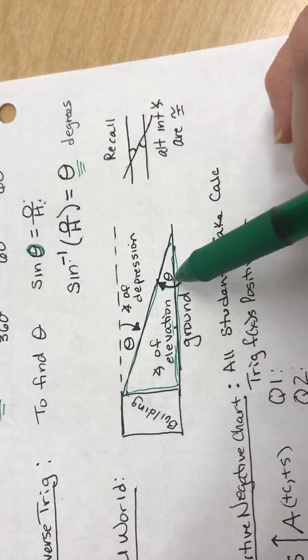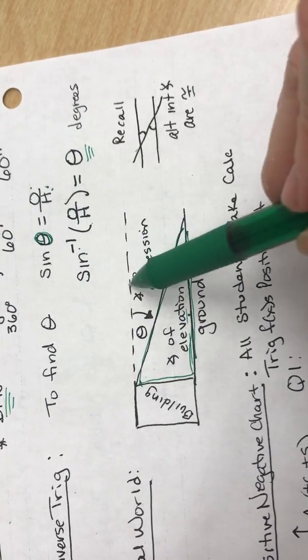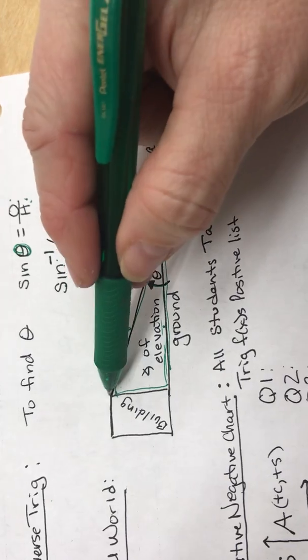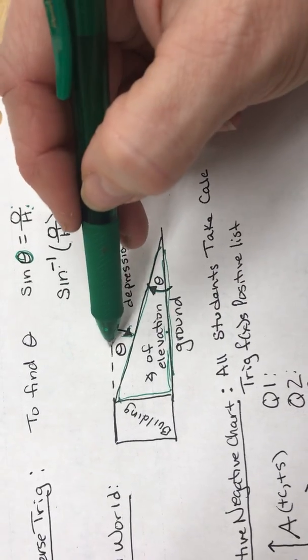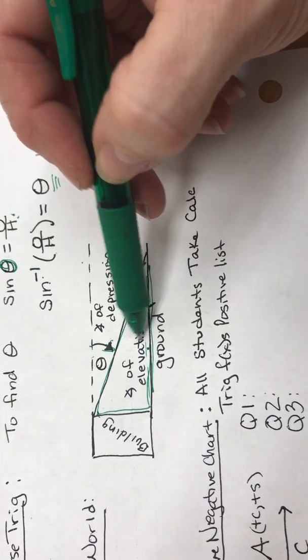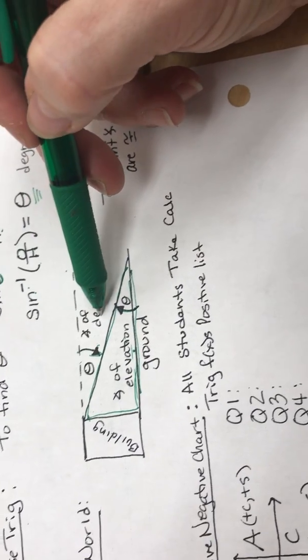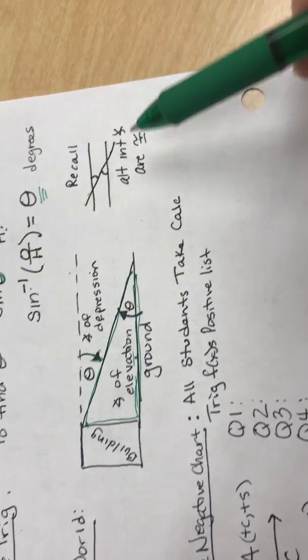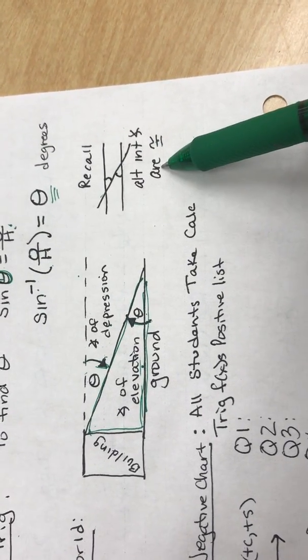If you were given the angle of depression, meaning parallel to the ground, you're looking down from the top of a building, then this angle is not inside your triangle. You need it to be. So this angle of depression would be equal to the angle of elevation because of what you remember from geometry.